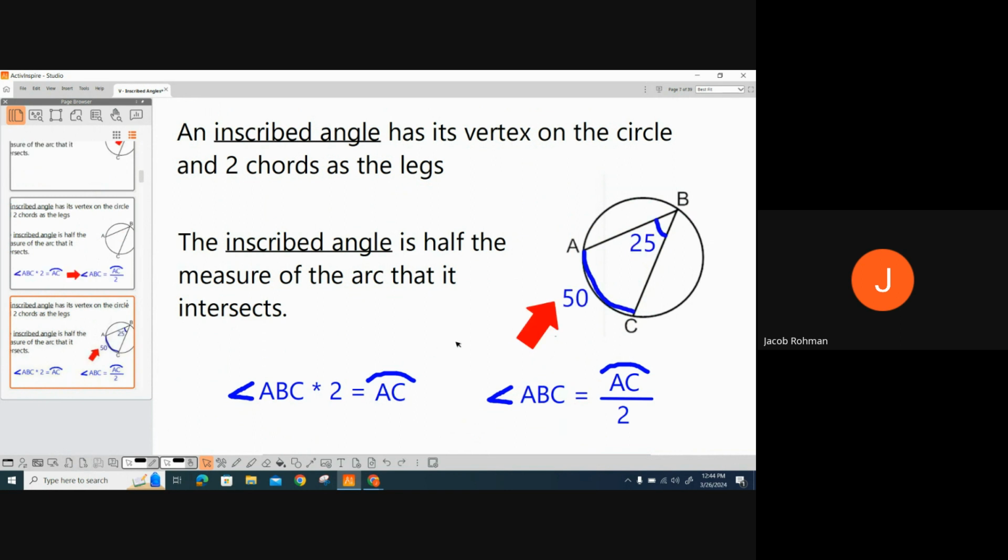So here's a practical example of what this means. If we knew that arc AC was 50 degrees, then that would mean that angle ABC here would be 25 degrees.